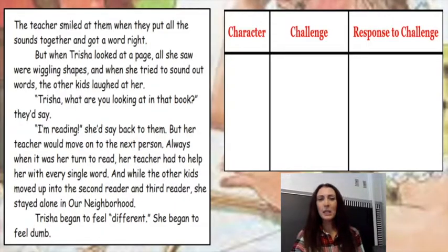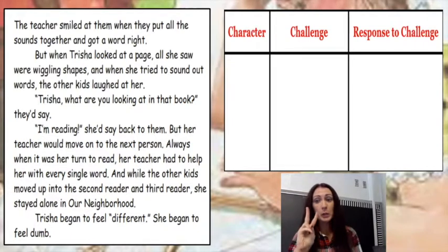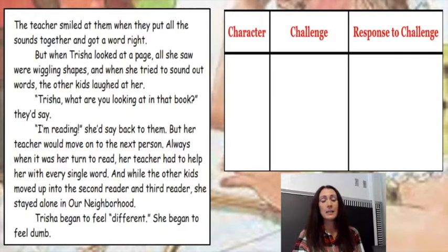All right, let's take a look at a passage from Thank You, Mr. Falker. I have it up on the screen, so I'd like for you to follow along as I read. And as I'm reading, I really want us to think about, okay, who is the character? And in this case, what is the challenge or the problem that the character is facing? And I'm going to let you in on a little hint. There's actually two challenges that we're going to address. All right, so here we go.